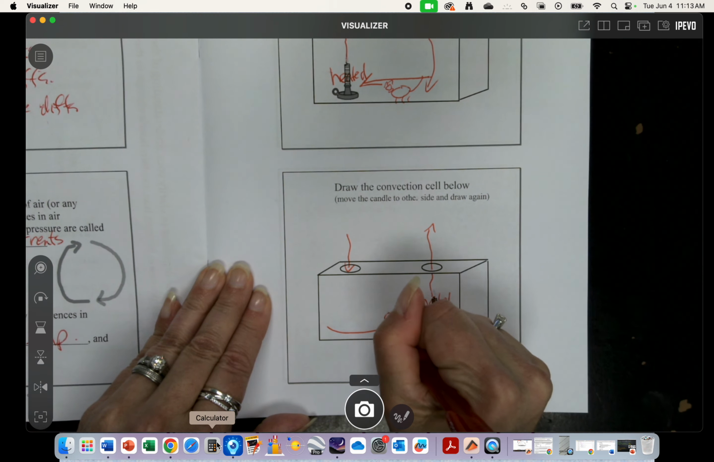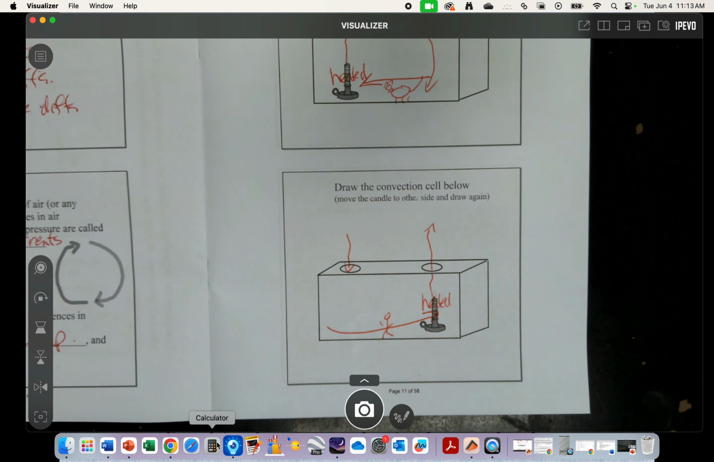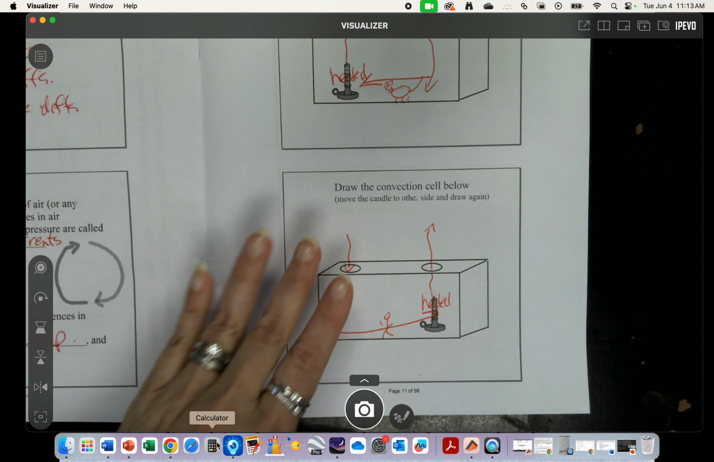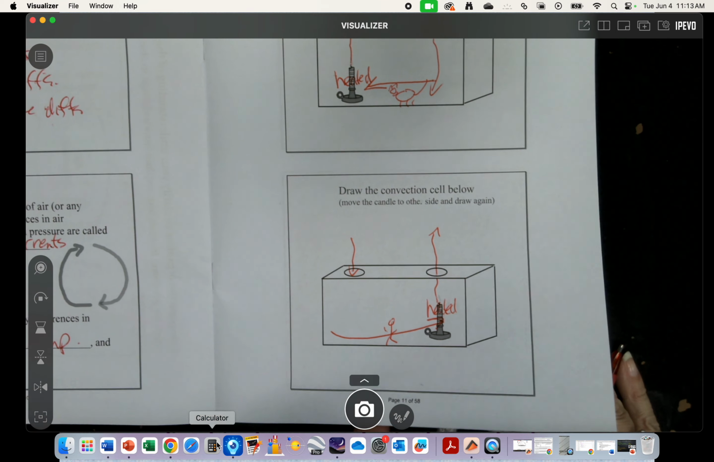If you're standing here and this is Earth's surface, what are you feeling? You're feeling wind. You got it. Wind is the lateral movement of air. You got it. Okay.